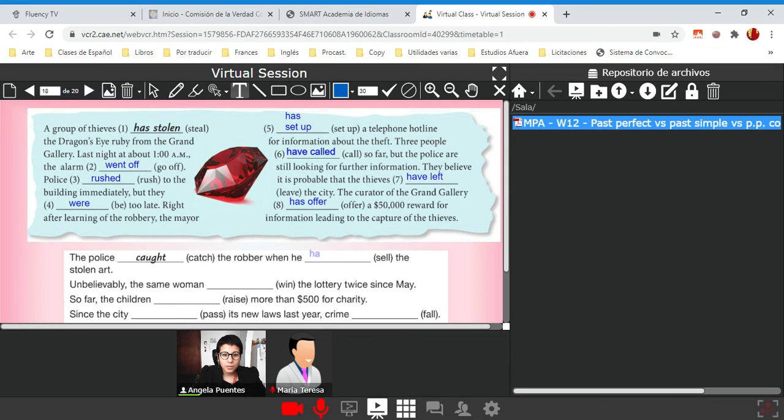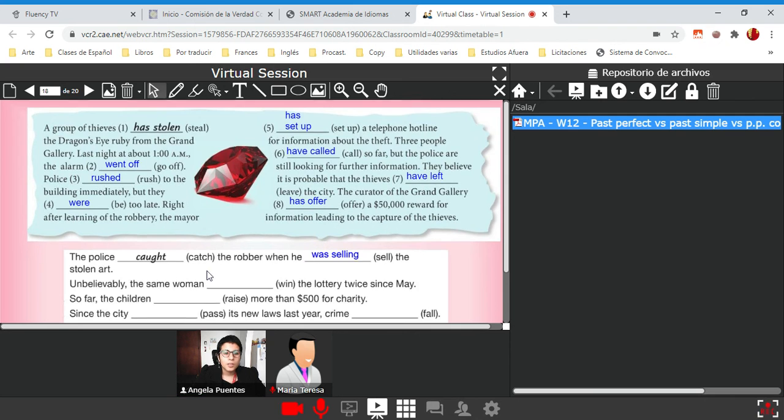Cuando él había vendido. Cuando él. You can also use this. No está claro si lo vendió o si lo estaba vendiendo, ¿no? Okay, that's right. But in this case, we can only use the past continuous then. He was selling, cuando lo estaba vendiendo. The stolen art. And that is okay. Okay, the next one.